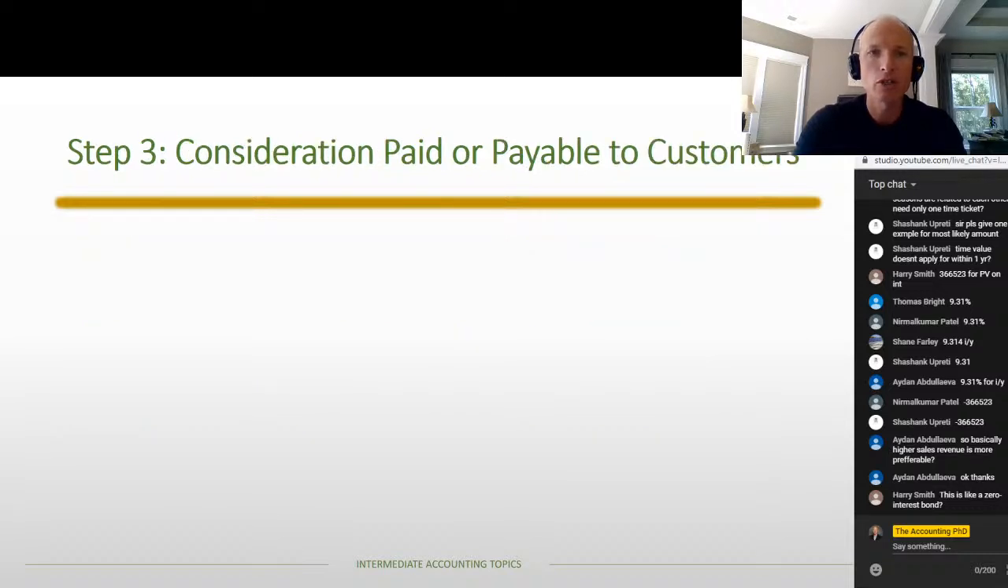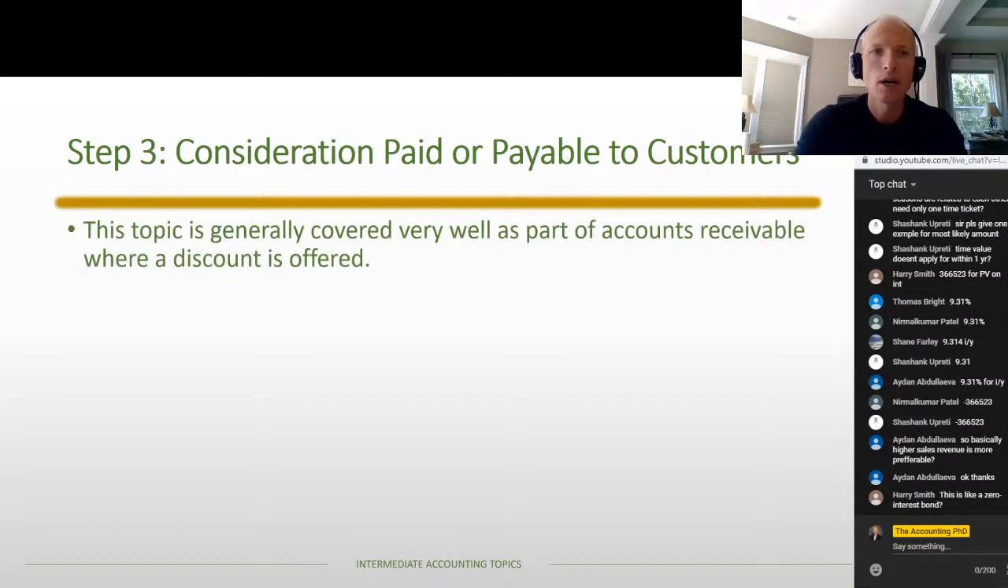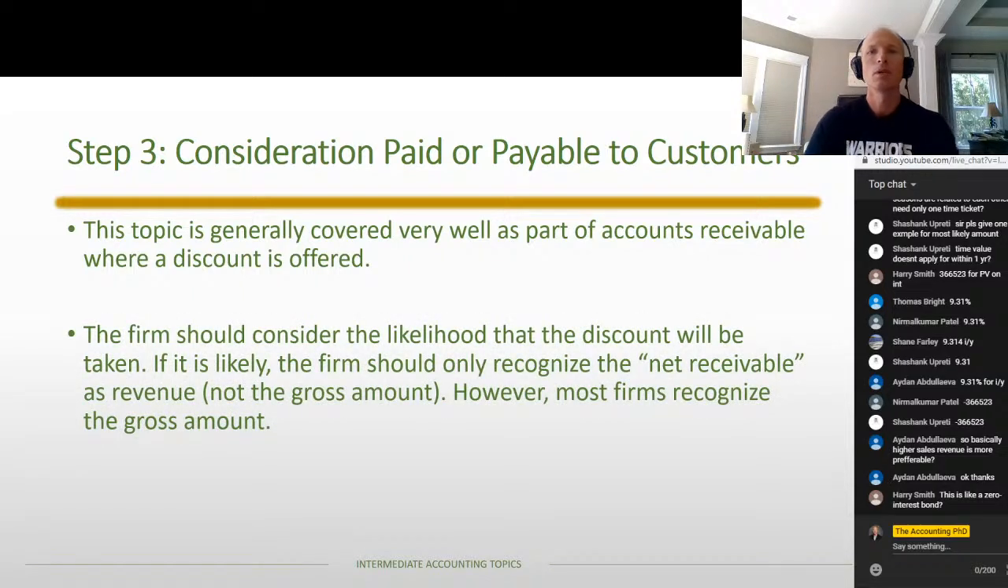Another part of this third step of figuring out the transaction price is the consideration that's paid or payable to customers. So this is usually whenever you've done accounts receivable and there's a discount, like if they pay fast. I forget what they call it, but they give you like a 5% discount if you pay cash within 30 days or something like that. This is kind of what this is getting at. So if there's a discount.